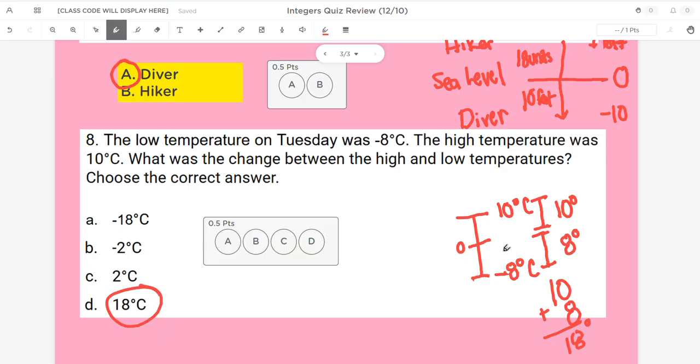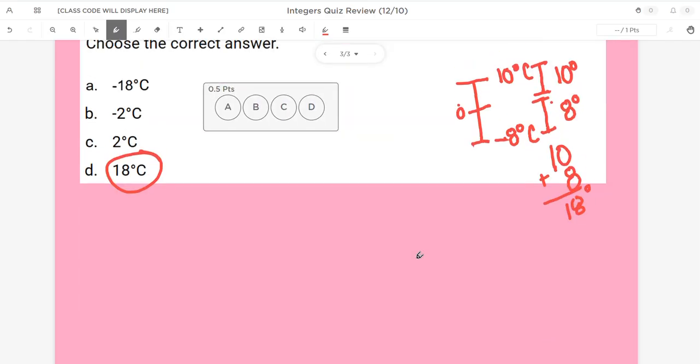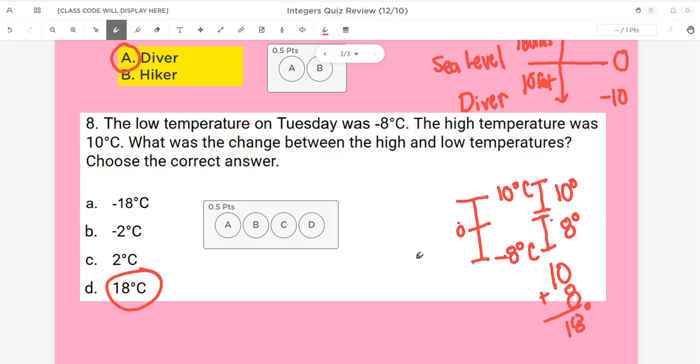So really with this one, you want to draw a picture so that way you don't forget that you're not only moving from 10, but you have to stop at 0 and then go from 0 to that -8 as well. Okay, so that's finishing up here for this review. And then I will make another video helping you through your quiz so that way you have a guide to go off of.